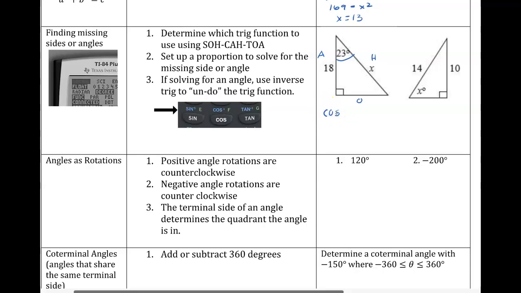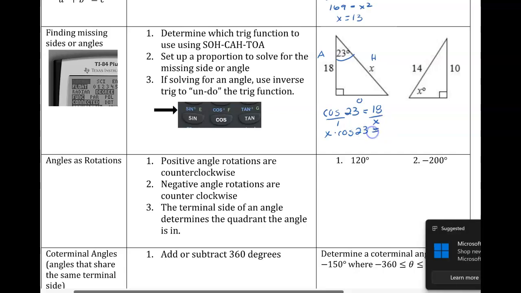So we're going to do cosine of our angle, which is 23 degrees, equaling the adjacent over hypotenuse, 18 over x. And then I can easily solve for x by putting that over 1, cross multiplying and solving. So we have x times cosine of 23 equals 18.